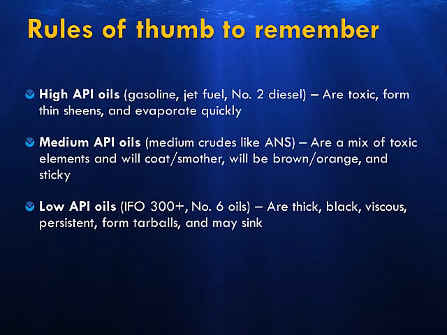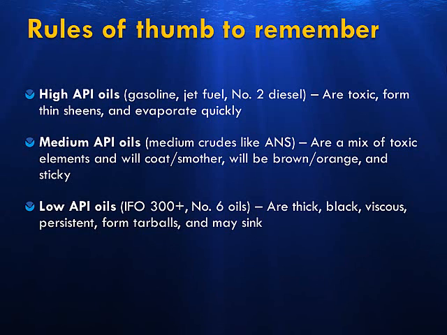So, rules of thumb. Higher API oils, the lighter, less dense ones, are going to float higher. Things like gasoline are lower molecular weight compounds, so they tend to be less persistent and have a higher acute toxicity. They're going to be less viscous, so they'll spread out more quickly and further.